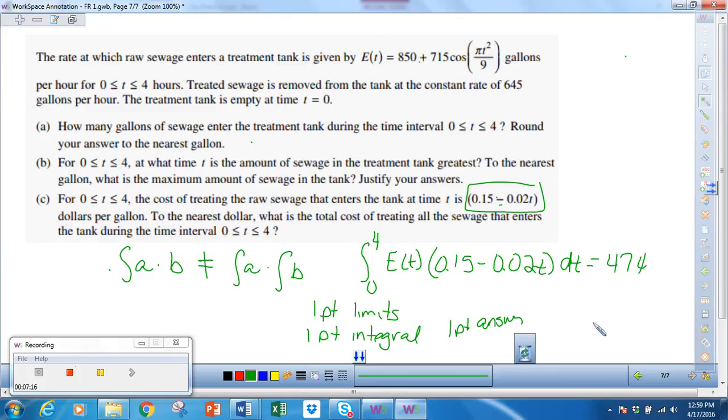And that is problem 2. Problem 3 will be up shortly.